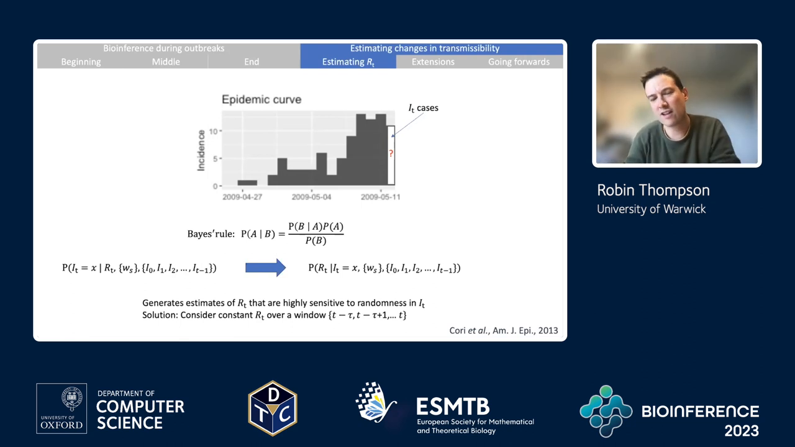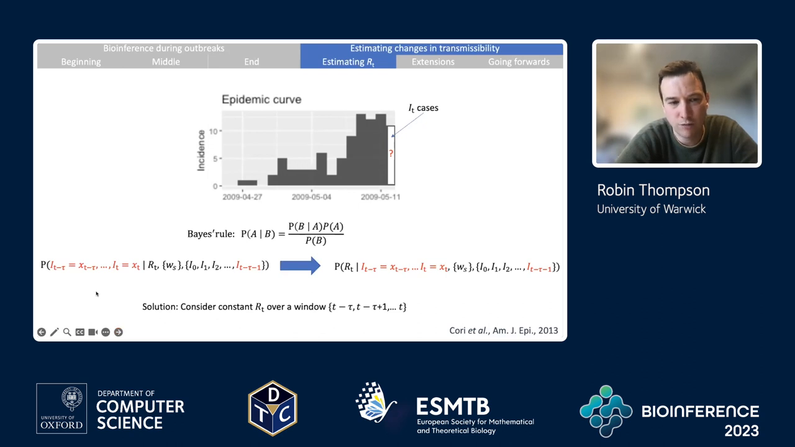And so the solution to this, because we don't really want those fluctuations to be there, because those fluctuations aren't representative of changes in the time-dependent reproduction number, they just reflect randomness in transmission, which we don't really want to consider. What we do instead is we consider that the time-dependent reproduction number R_t is constant over some time window. So specifically, we assume that it's constant for a window of tau plus 1 days between t minus tau and t. And then we repeat exactly the same inference procedure that I just described.